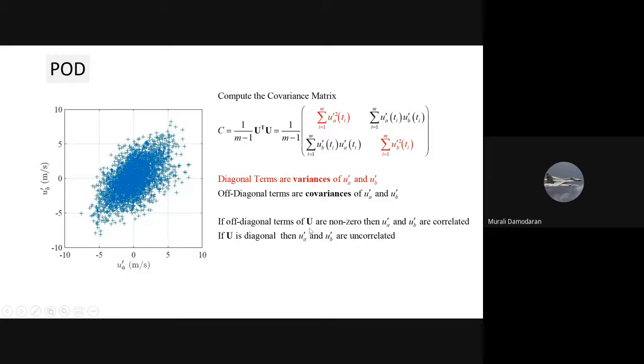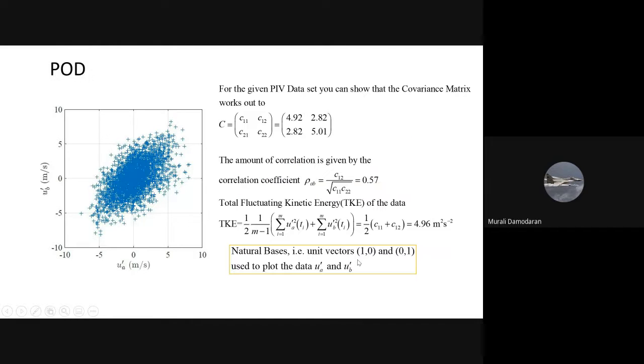If the off-diagonal terms are non-zero, then these two data, UA and UB, are well correlated. If the matrix is diagonal, that is, if this is 0, then these two will be uncorrelated. It will be good to know how the data are related to each other. So if you take the given PIV data set and calculate the covariance matrix, you will find that for the given data values, it will come to this. And the amount of correlation is given by this coefficient. This you can also calculate, and it comes out to this.